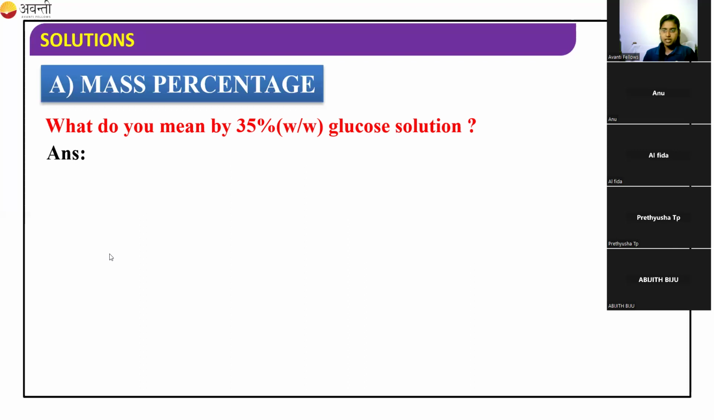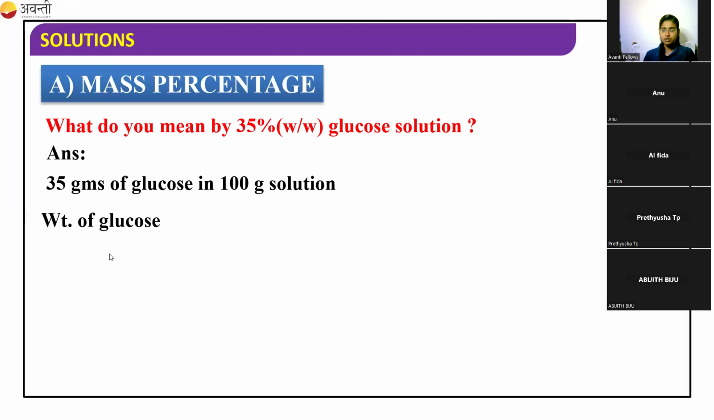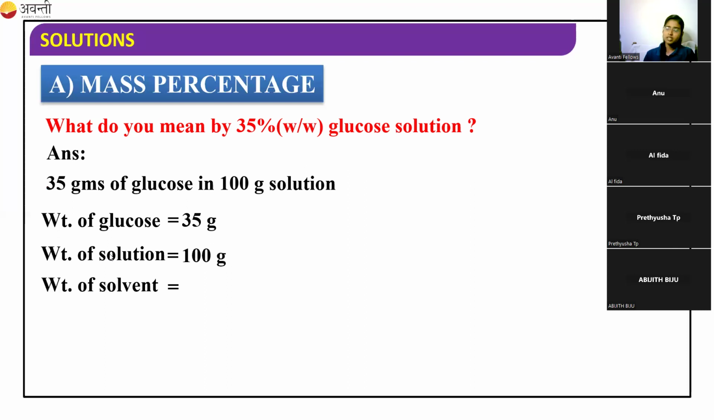Okay, it means 35 gram of glucose is present in 100 gram of solution. The definition we have seen, no? 35 percentage means 35 gram of glucose is present in 100 gram of the solution. So what is the weight of glucose there? 35 gram is the weight of the glucose. What is the weight of solution? 100 gram is the weight of the solution. So what could be the weight of solvent? How to calculate the weight of solvent here? Weight of solution minus weight of solute, right?